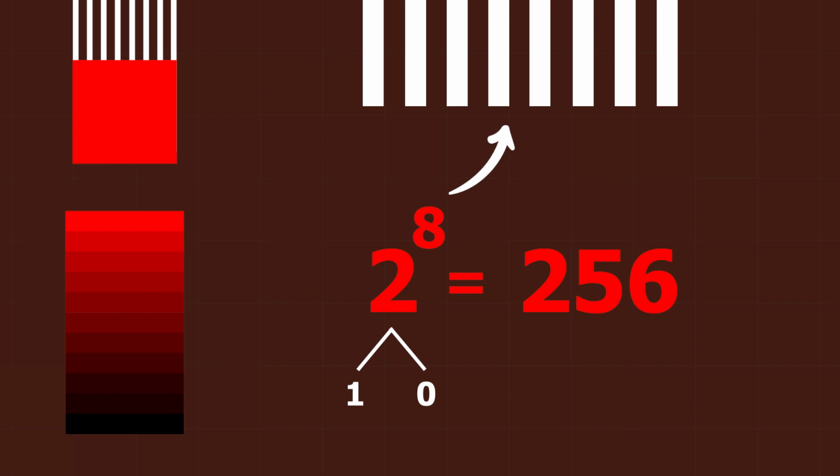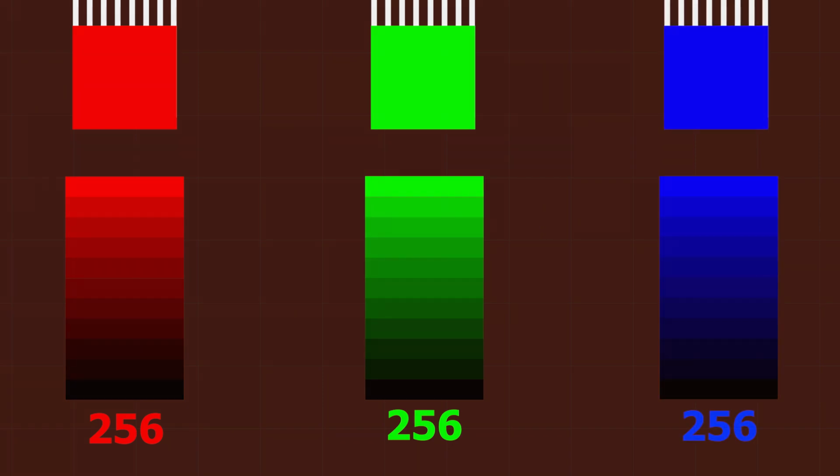Since we are dealing with 8 bits or 8 wires, we have 2 to the power 8. If we were dealing with 16 bits, we would have 2 to the power 16. And for 32 bits, we would have 2 to the power 32. So in Photoshop, 8 bits per channel bit depth would mean 256 shades of red, 256 shades of green, and 256 shades of blue.